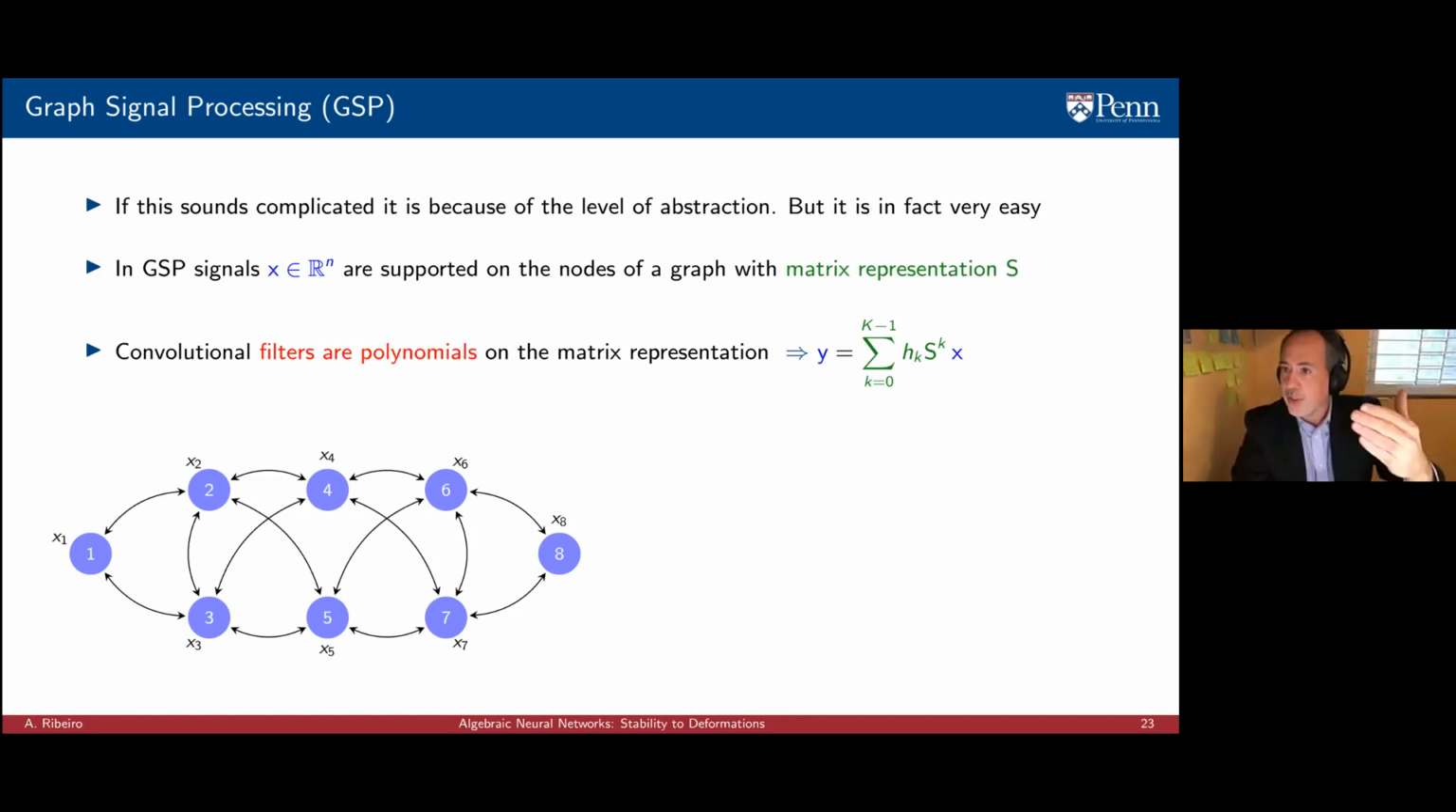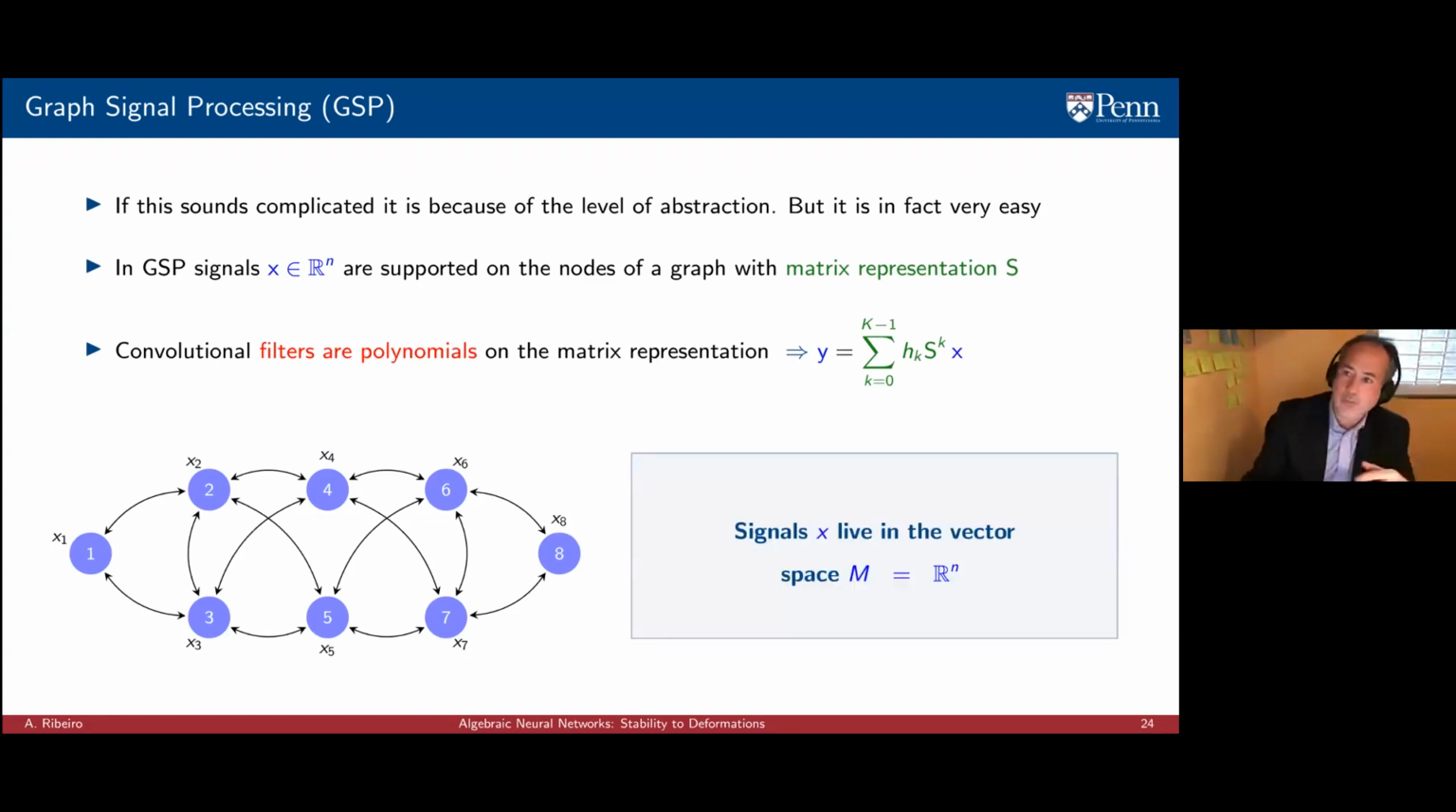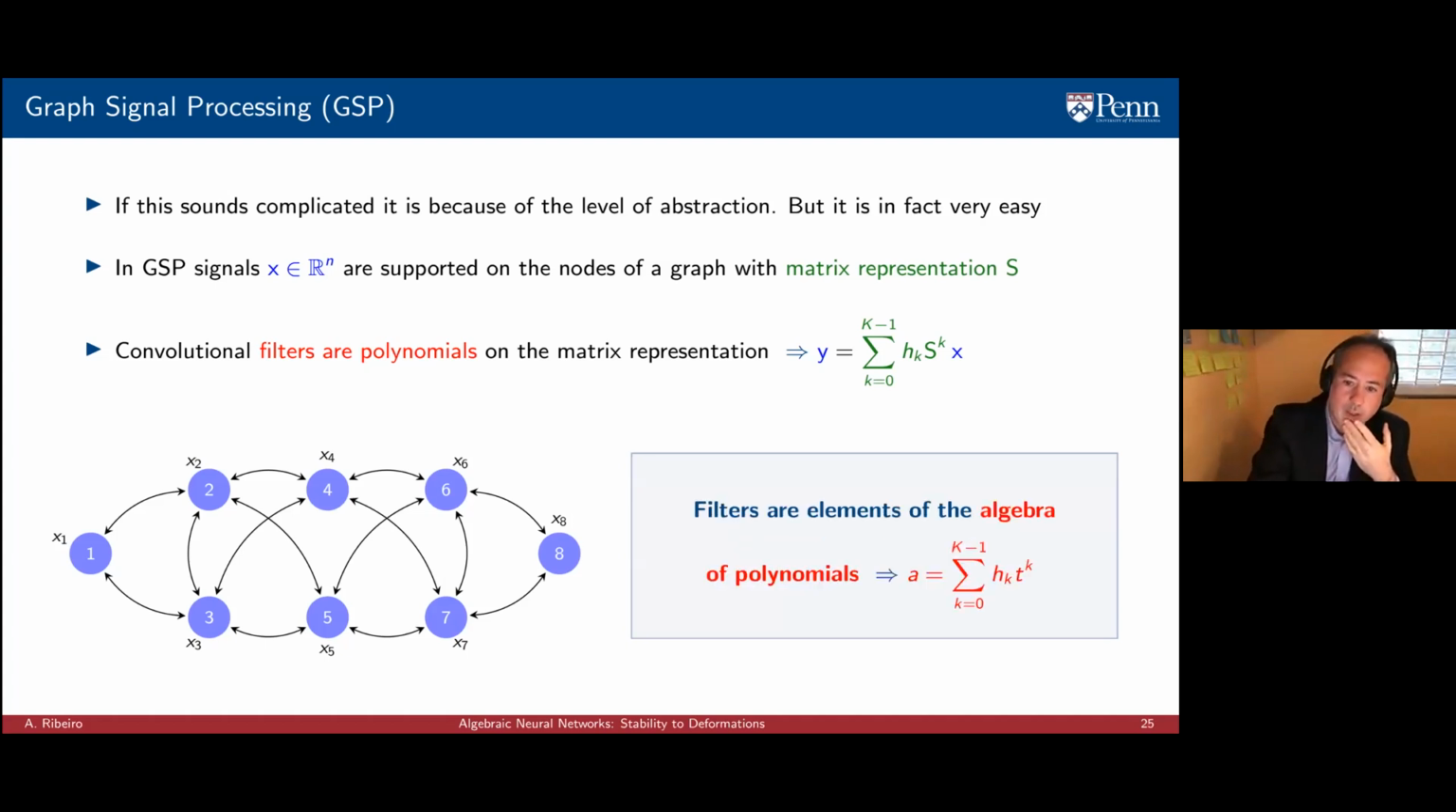Does this definition fit into the framework that I was discussing a minute ago? Well, yes, it does. The signals X live in the vector space made up of vectors of dimension n, it's Rn. Filters are elements of the algebra of polynomials. That is, expressions, right? Symbols that can be written as summations from 0 to k minus 1 of elements of a certain field times a symbol to the power of k.